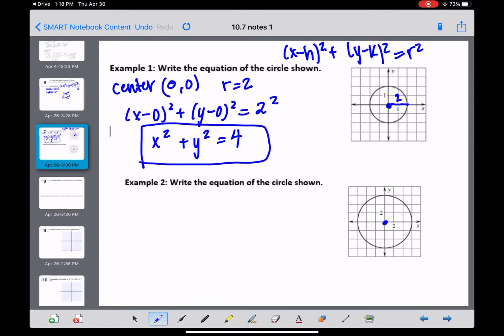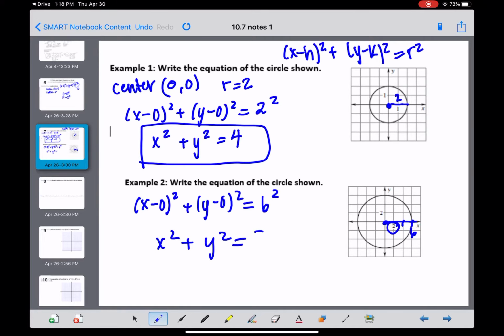Okay, so our center is at (0, 0). So (x - 0)^2 + (y - 0)^2 equals our radius squared. Now notice that our units are going by 2's. So 2, 4, 6 is my radius. So 6 squared. So x squared plus y squared equals 36. And that's my equation.